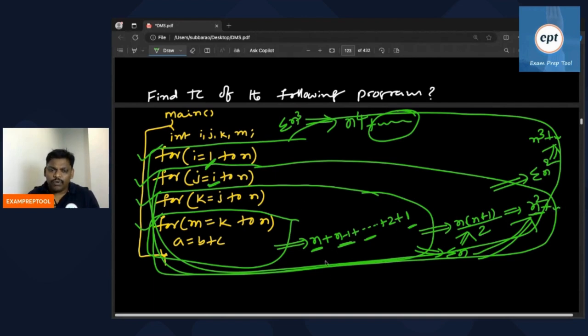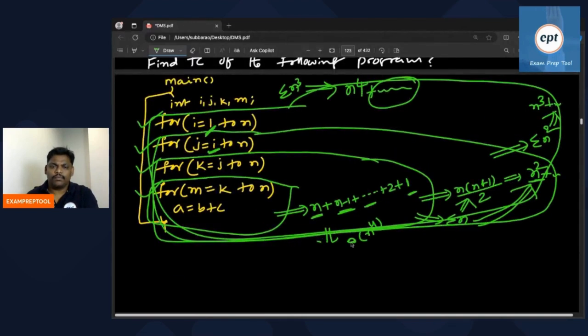So finally, the overall answer is big O of n power 4. That is the answer for this. This is a little tricky, so please take care.